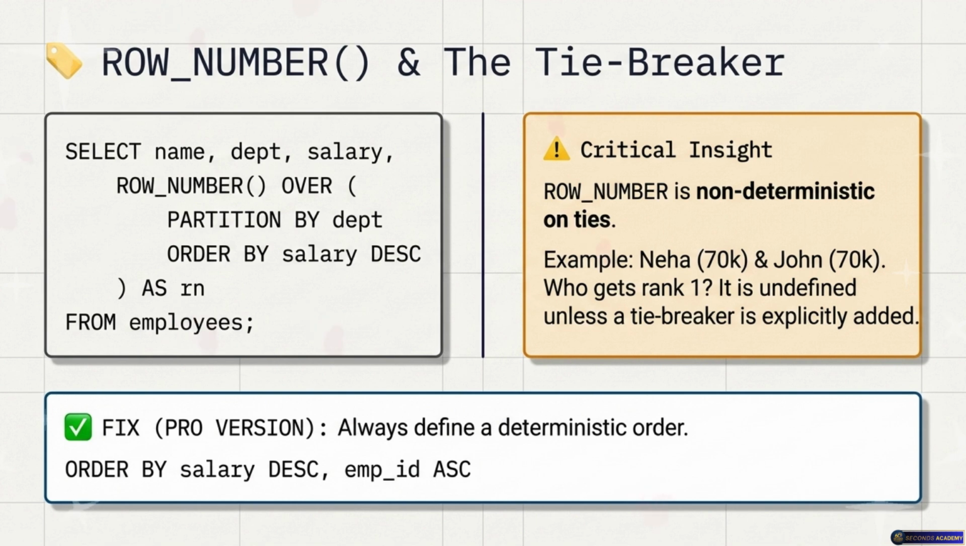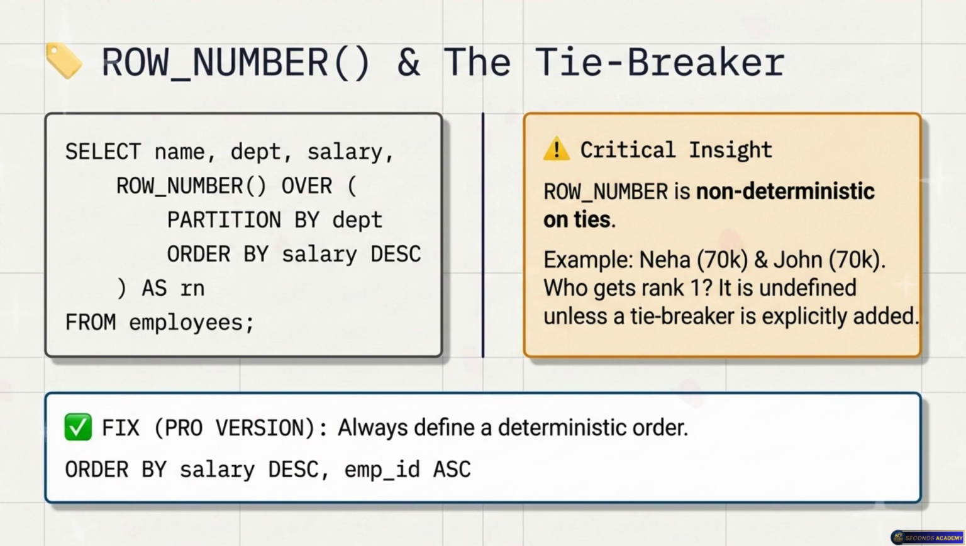Exactly. And building a machine learning pipeline on non-deterministic data means your training features will shift randomly between epochs. Which means the results become fundamentally irreproducible. That's a nightmare. A total nightmare. So securing deterministic outputs requires explicit tie-breaking logic. You never leave sorting up to the physical memory layout. So how do you fix it?